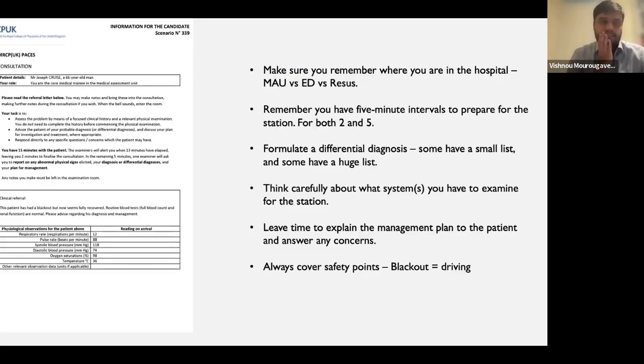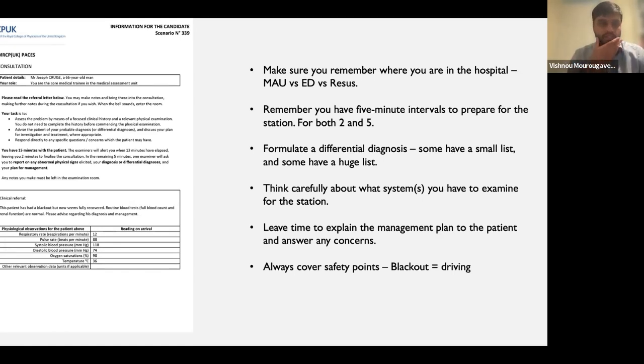I've moved on to the next slide to give you an example of what a station would look like. This is a PACES consultation station for the new format that's on the website, which you can search up freely. It tells you the details, and it's usually a referral letter, usually from the emergency department or GP, etc. It will have a brief history and some observations of some sort. Some of them do have blood tests, and some have scan reports, but those are vanishingly rare. The majority will just have observations and maybe some blood tests.